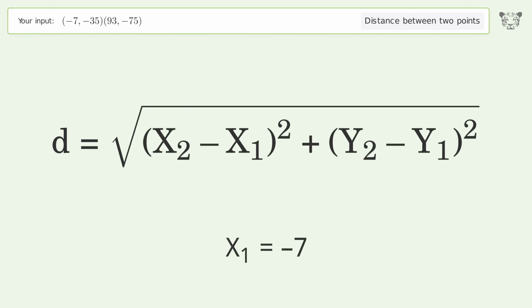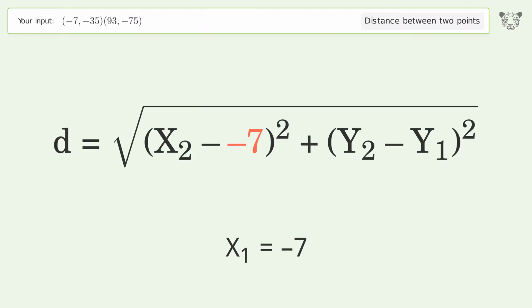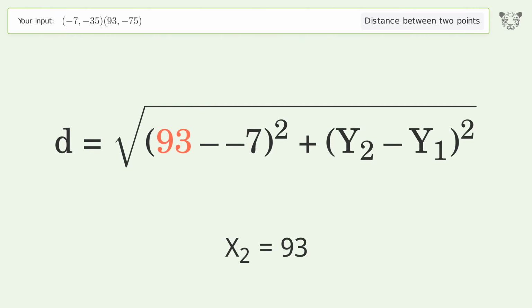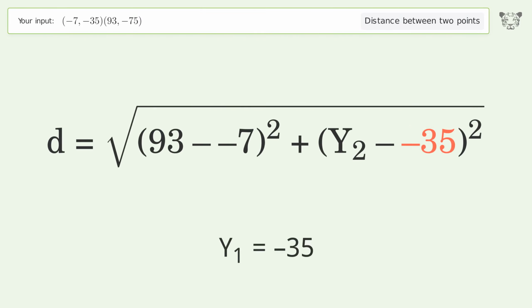x1 equals -7. x2 equals 93. y1 equals -35. y2 equals -75.